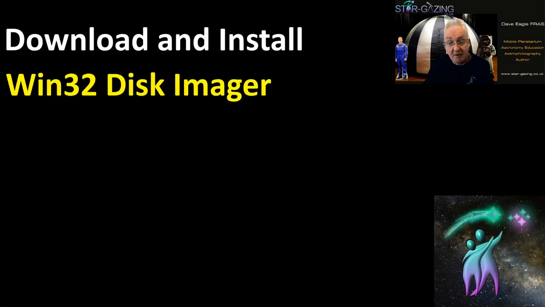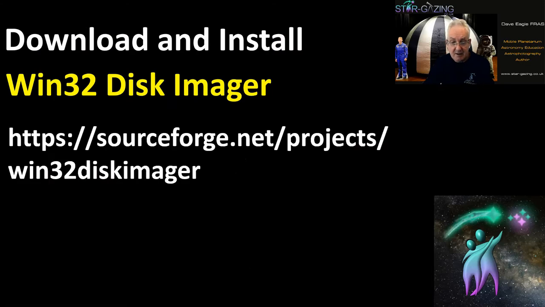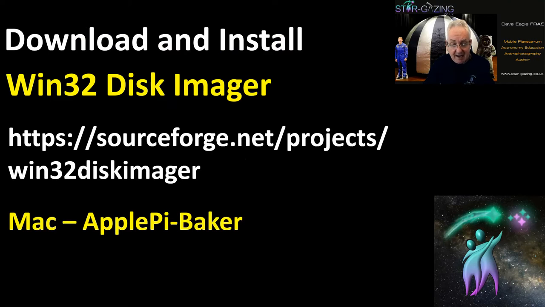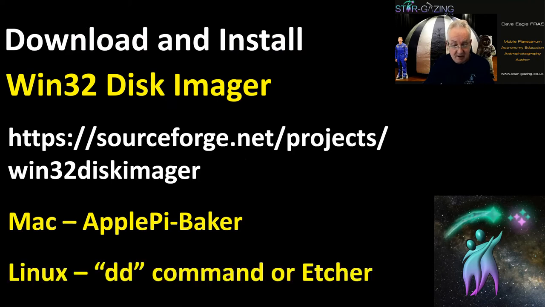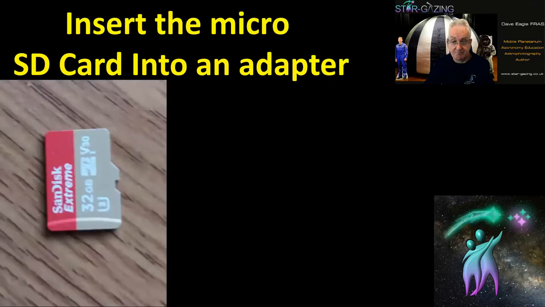Okay, the way to do that with Windows is download and install Win32 Disk Imager. I'm going to put the addresses for these at the bottom of the YouTube page. There's the one for Windows, and for Mac you use ApplePi-Baker. I've never used these before, so I can't explain how they work. And if you're using Linux, there's the dd command, or there's a GUI tool called Etcher, which will let you do that as well. But I'm primarily a Windows user, so I'm going to show you how to back up and restore your card using the Win32 Disk Imager.